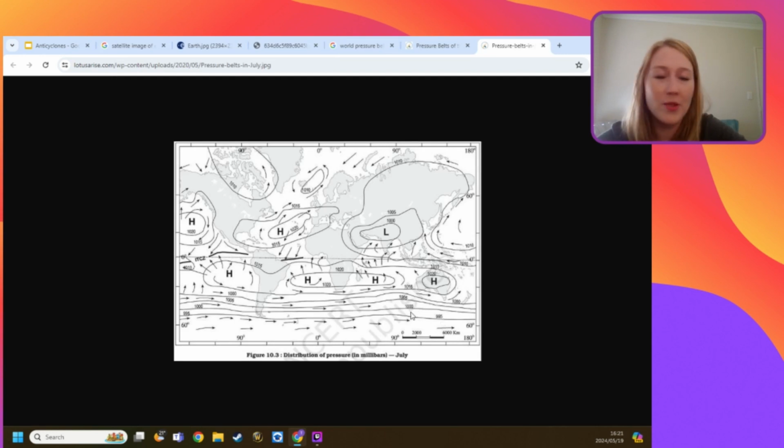It's not quite as clear as what I was looking for, but here you can see the H for the high pressure cells. And you can see that there's two on either side of South Africa. So I'm going to take a bit more time to look at those and what those do and how they impact South Africa.